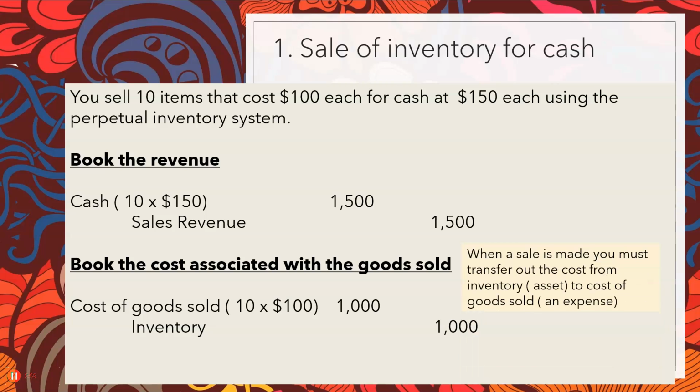When a sale is made, you must transfer out the cost from the inventory, which is an asset, to cost of goods sold, which is an expense. So it's going from the balance sheet to the income statement.